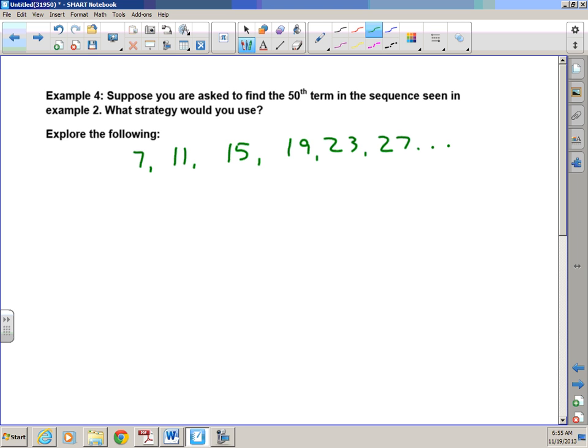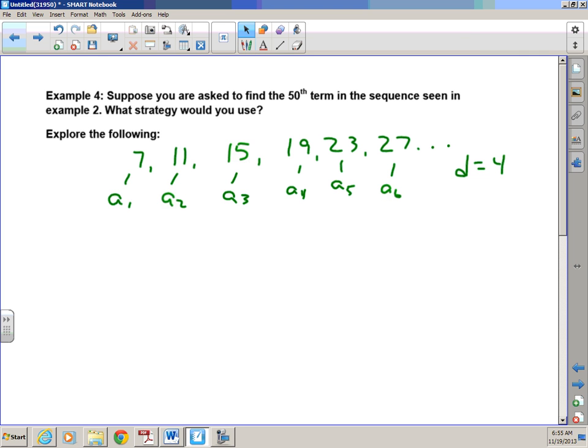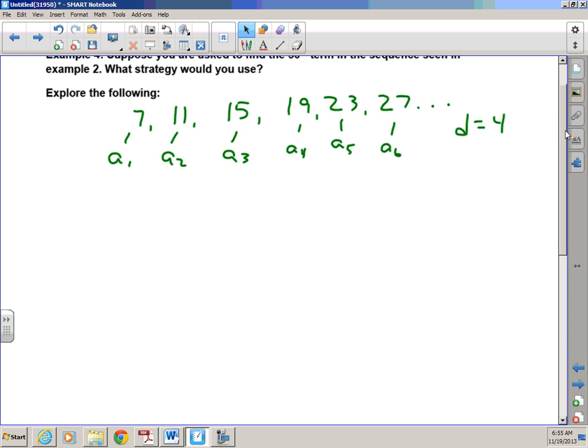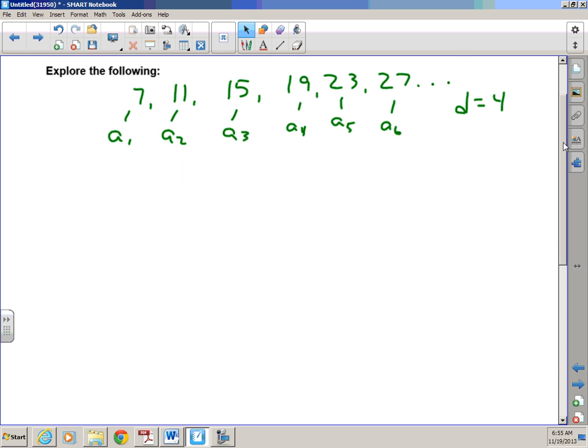Okay? Well, we know 7 is A1, A2, A3, A4, A5, and A6. And we know d is 4. Our common difference is 4. Now, it's nice that we have this recursive formula, but let's say I want to find the 50th term.